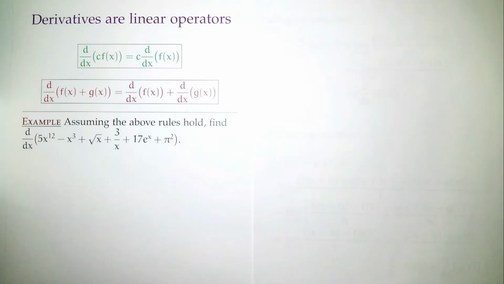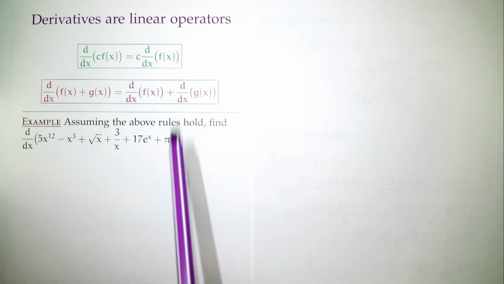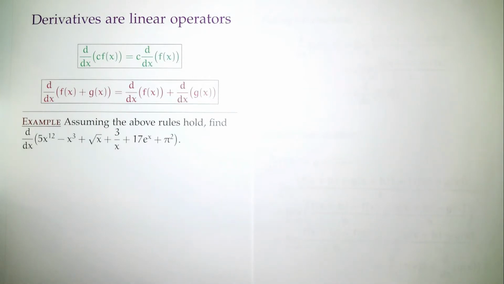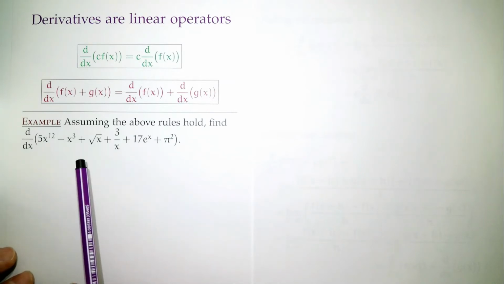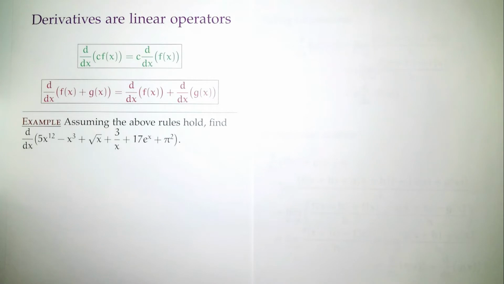It says, hey, look for ways to break things into smaller parts. And we work on each part separately. So let's assume all the rules hold. We haven't justified these, but we'll do that in just a few moments. So assuming that these rules hold, let's take this derivative: 5x to the 12th minus x cubed plus square root of x plus 3 over x plus 17e to the x plus pi squared. All right. So the first thing we're going to do is we're going to apply the fact that our derivative is linear.